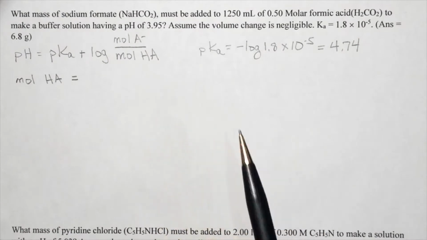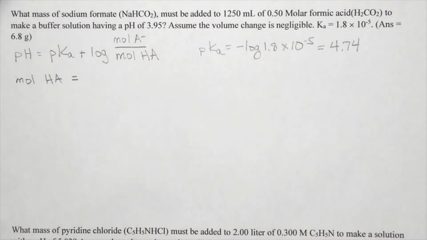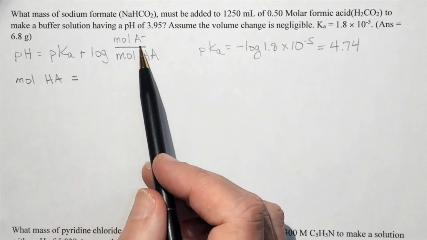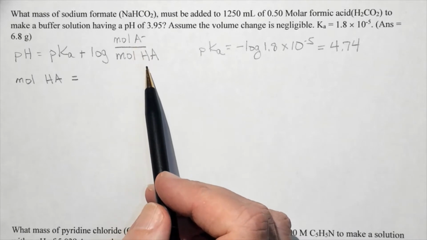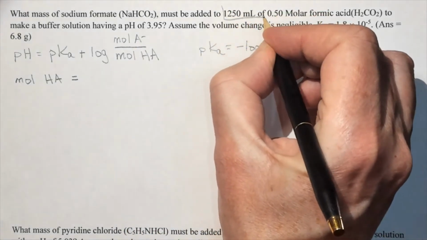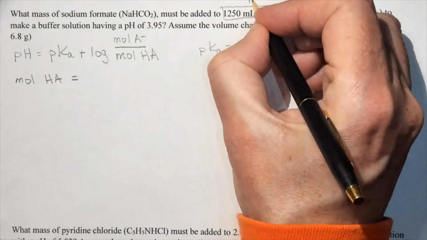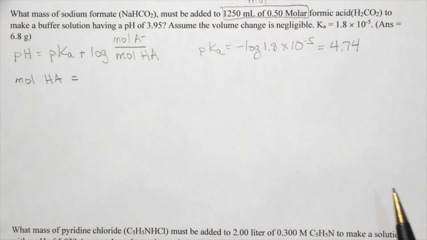What mass of sodium formate must be added to 1250 mLs of 0.5 molar formic acid to make a buffer solution having a pH of 3.95? And here's our equation that we're going to be using. And to have our ratio of A minus to HA, we need moles of A minus and moles of HA. We can get our moles of HA from right here, our volume of 0.5 molar H2CO2.